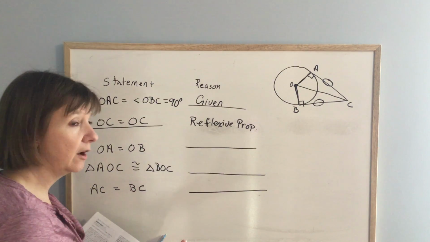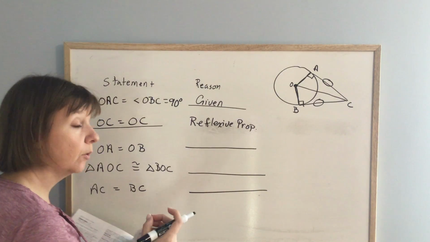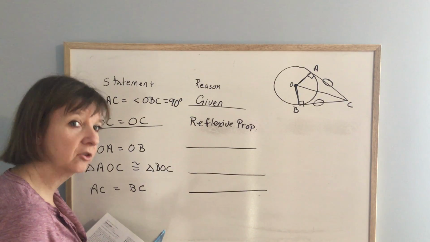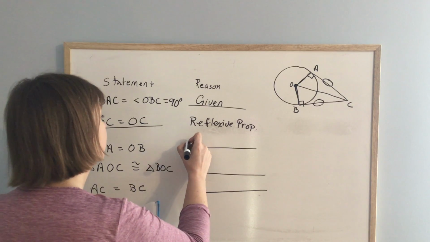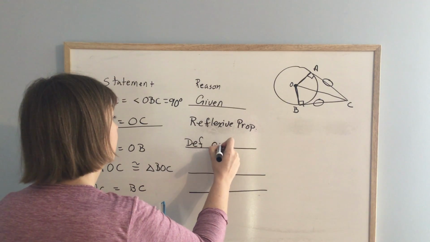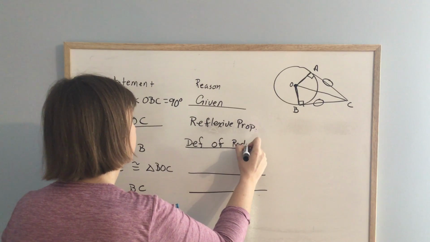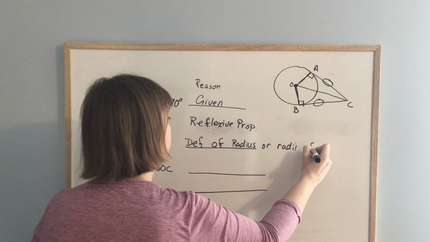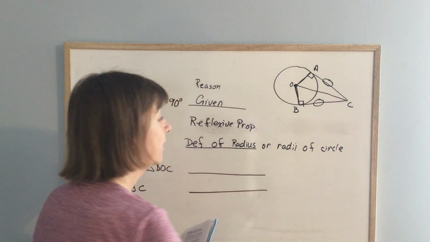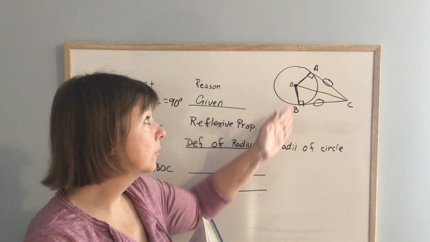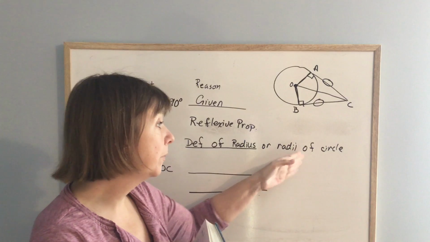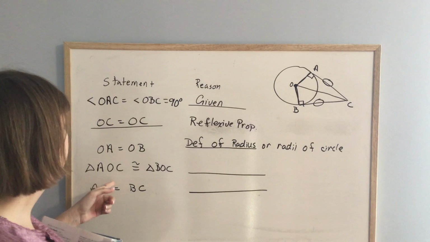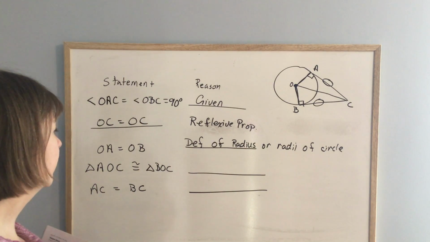So they say radii of a circle, meaning they're both a radius of the circle. Radii is the plural of radius. Welcome to English class. But you could also word it this way. You could put definition of radius. Or they just put radii of a circle. I would accept either one. They're both a radius. So they are both radii of a circle. And so that's why. Then they say triangle AOC is congruent to triangle BOC.